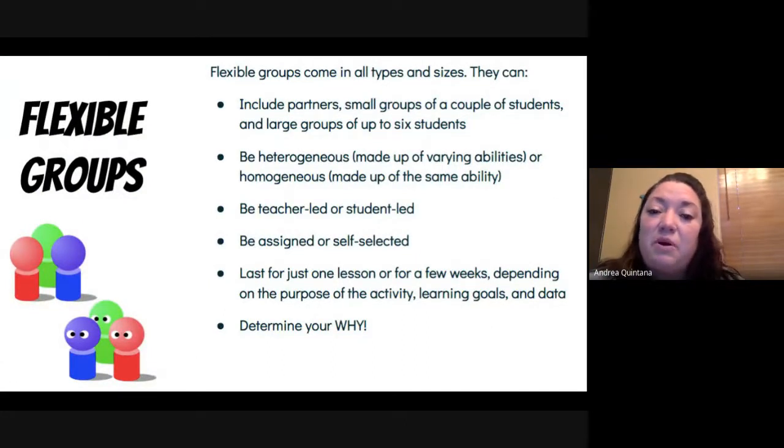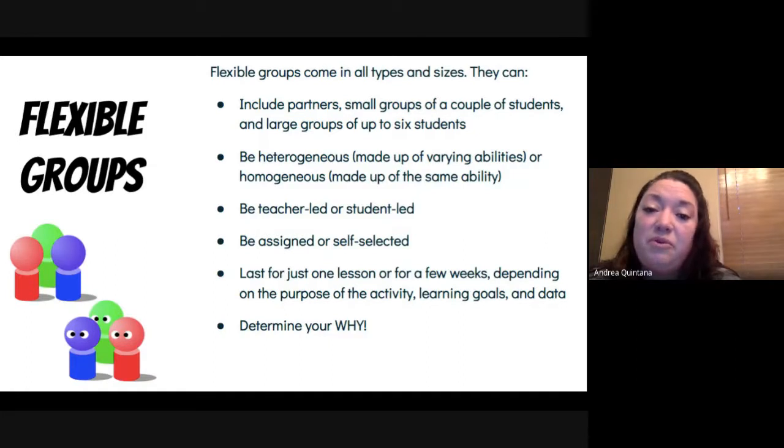Now remember that small groups can often also be called flexible groups, and that these can be all different things, right? These can be partners, just me and one other person working together. These can be a small group of students, 3 to 5 students, or this could be up to possibly 6 students with a larger group. The idea is that flexible groups are just not the entire class doing the same thing. So these can also be made up of different abilities, as well as an opportunity to work with the people with the same abilities. And so flexible groups are just that.